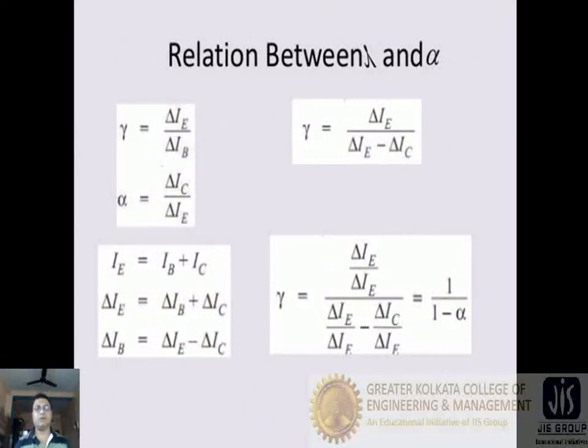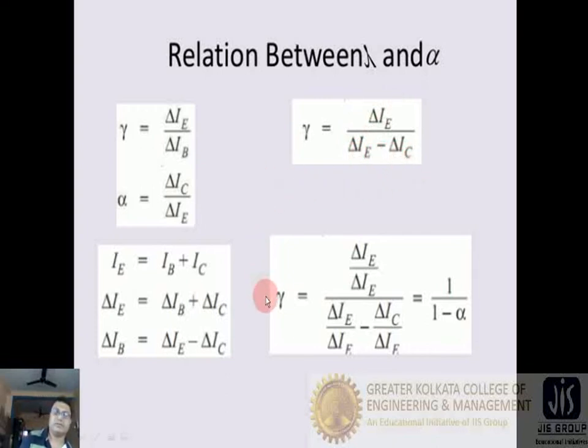Now we are going to make a relationship between the gamma and alpha. Gamma equal to delta IE by delta IB and alpha equal to delta IC by delta IE, and it is the transistor current equation, IE equal to IB plus IC. So delta IE equal to delta IB plus delta IC. If I take this IB this side, so delta IB equal to delta IE minus delta IC. Now we just put this value of IB into this gamma value and we get gamma equal to delta IE divided by delta IE minus delta IC.